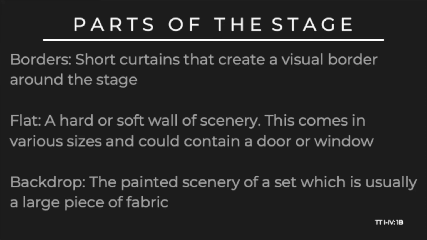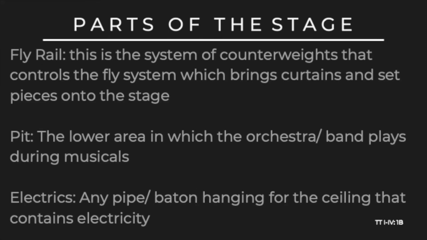A flat is a hard or soft wall of scenery that comes in various sizes and could even contain a door or a window. And a backdrop is the painted scenery of a set, which is usually a large piece of fabric hung from the fly system. Lastly, we have the fly rail, which is a system of counterweights that controls the fly system, which brings in curtains and set pieces onto the stage.